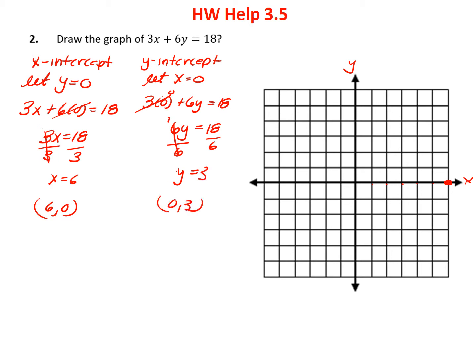which is the point 0, 3. So I come over here, start at the origin, and go up 3. And that's my x-intercept and my y-intercept. And now all I have to do is draw a line between them. And I have graphed that line. So we use the x-intercept and the y-intercept to find 2 points that we can then draw a line in our graph.